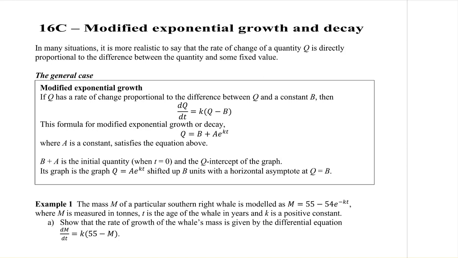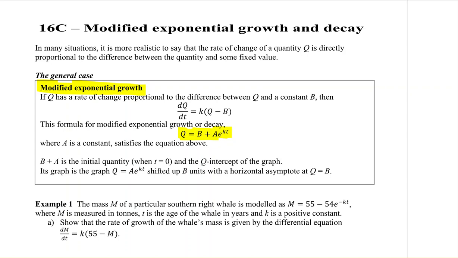So for this modified exponential case, we have a slightly different formula. Now, this one here, Q equals A e to the KT, that is what we had last time. All we're doing is saying plus B, because that is our other variable that is going to be in there. Now, you may be asked to use the equation in that form. Most of the time, that's going to be the most useful way to use it.